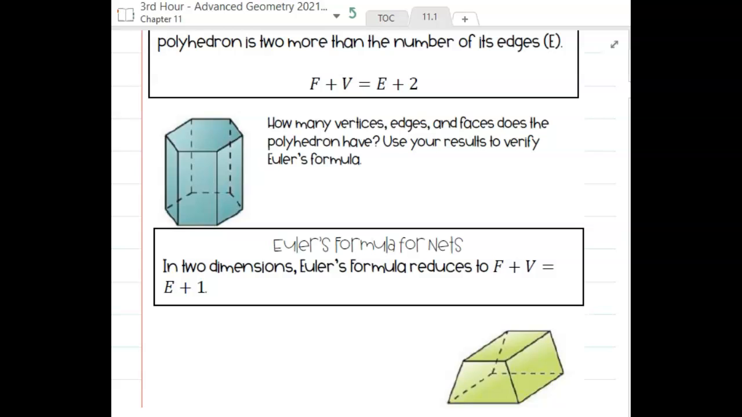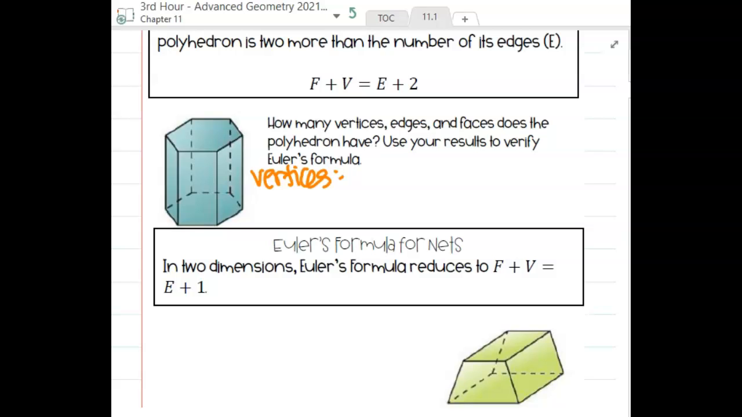So if I go down here, we have another one. For this polyhedron, we are going to decide how many vertices, edges, and faces it has, and then we'll use those results to verify that this formula works. So let's start with the vertices. Remember the vertices, these are like the points. They're going to be where the edges meet.